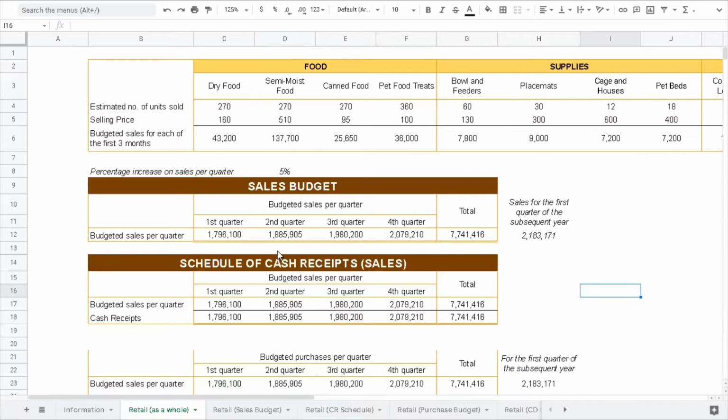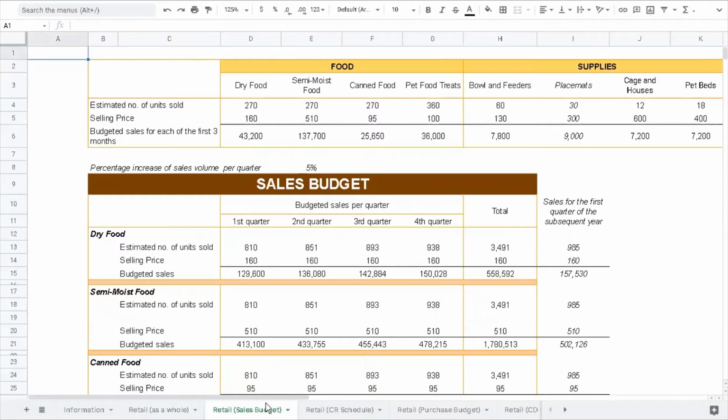So to compute for the budgeted sales for the first quarter, this amount is taken by multiplying the budgeted sales for the first month by 3. And for the second quarter, it will just be simply increased by 5%, the same with the third and the fourth quarters, resulting to a budgeted sales for the year of 7,741,416.